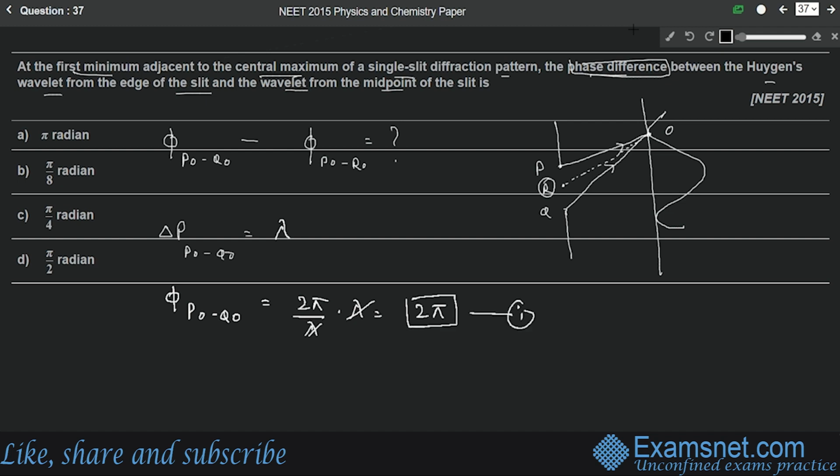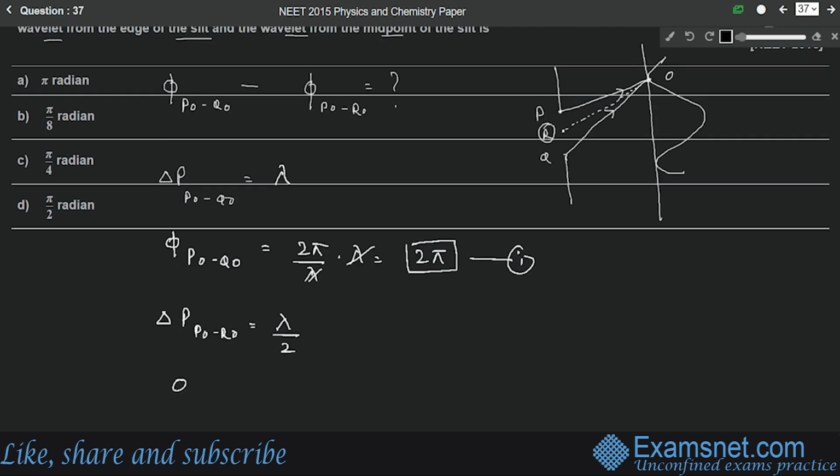Now, if we consider the midpoint R, this time we have to find the phase difference between PO and RO. So first, the path difference between PO and RO is equal to half the path difference of the first case. That means this time it will be lambda by 2, because we are considering the midpoint. So lambda by 2. Then what will be the phase difference? Phase difference between PO and RO will be equal to 2 pi by lambda into lambda by 2. So this time the phase difference will be equal to pi. So in the first case the phase difference was 2 pi and in the second case it is pi.